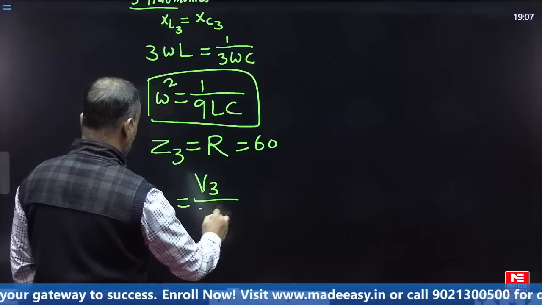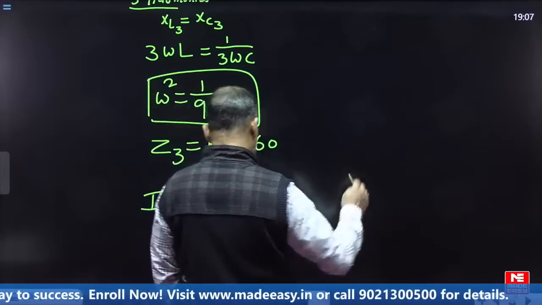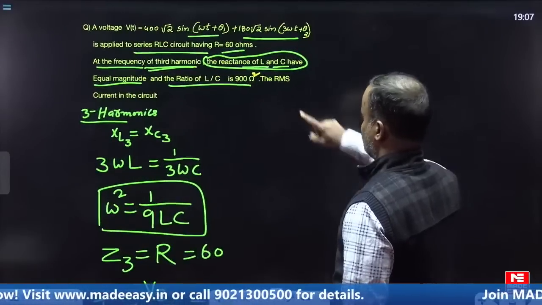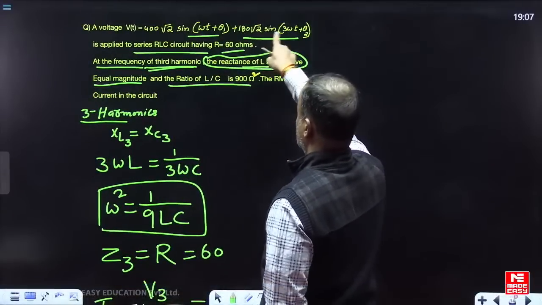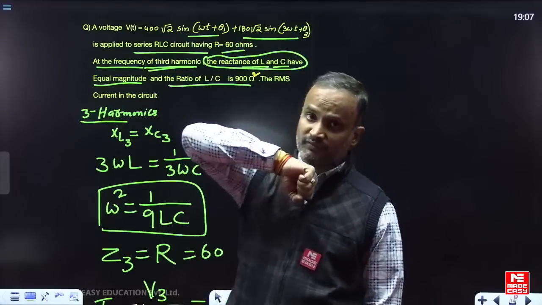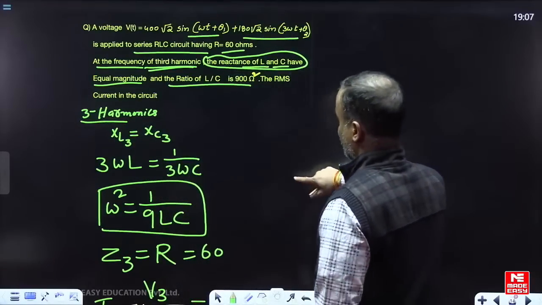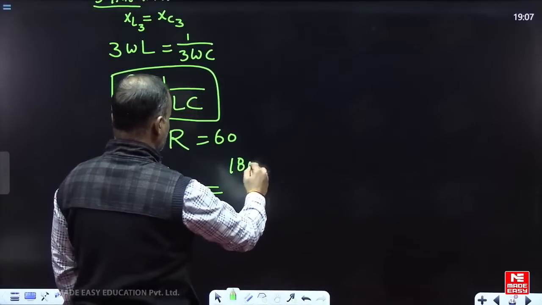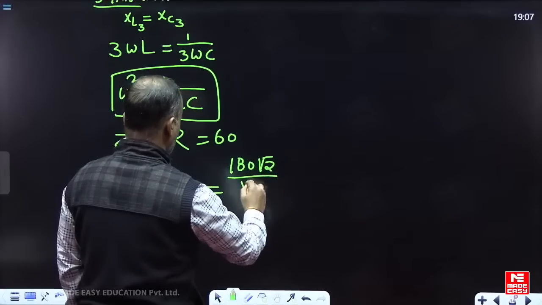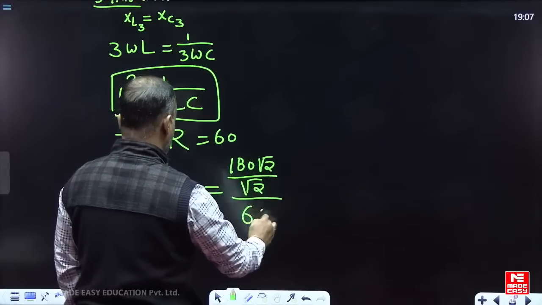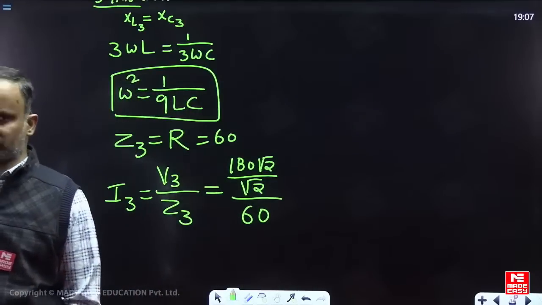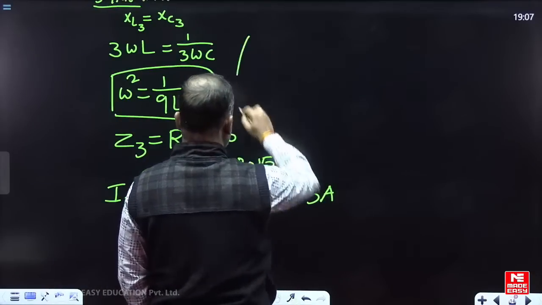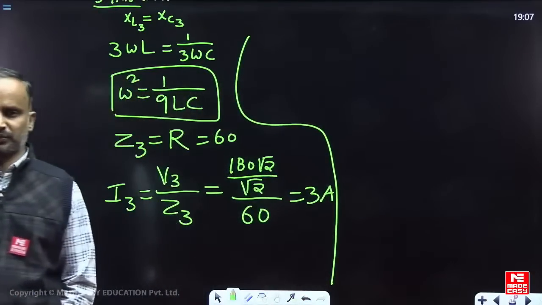Third harmonic current equals third harmonic voltage divided by third harmonic impedance. What is the third harmonic voltage peak value given? 120 root 2, the third harmonic component, 180 root 2. But here we need the RMS current, so the peak value divided by root 2. Under resonance condition, impedance is only resistive. If you simplify, the current is 3 amperes. This is the current corresponding to the third harmonic.